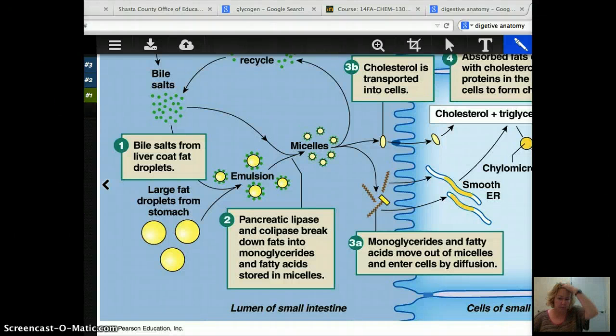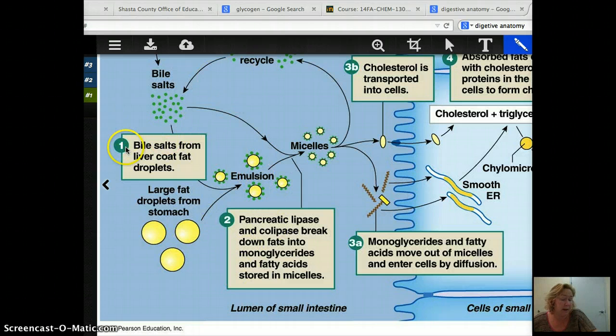Hello, ladies and gentlemen. Okay, let's absorb some fat. Now where are we? We are in the lumen of your small intestines. I will orient you momentarily, but let's just digest fat for a moment. So we are in the lumen. This is the lumen of your small intestines, right?